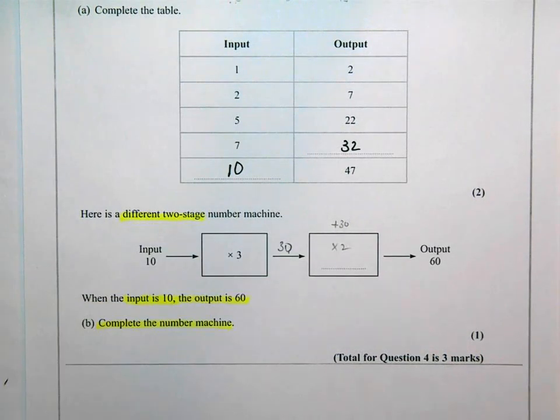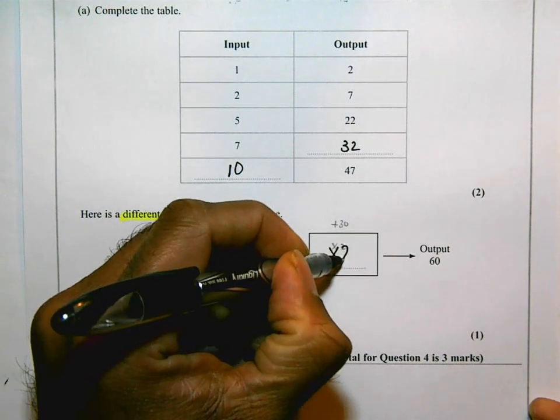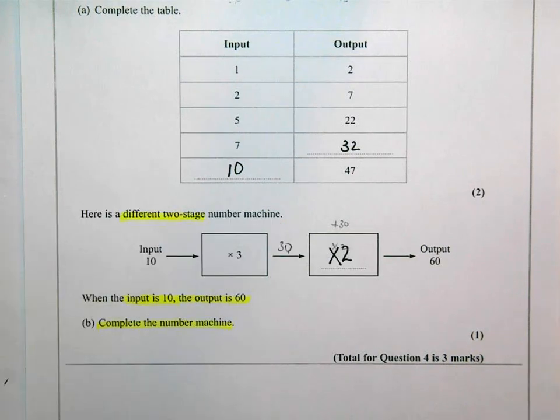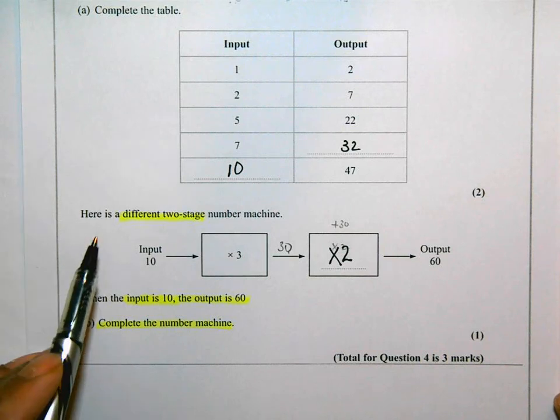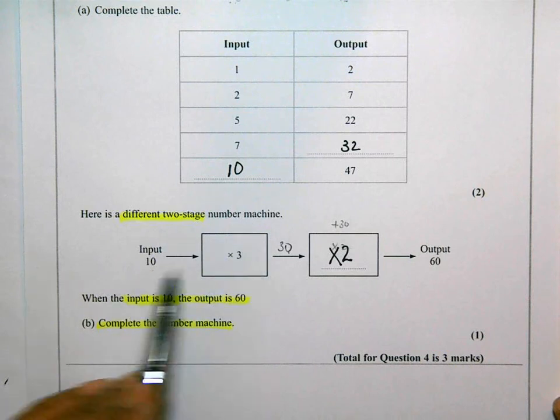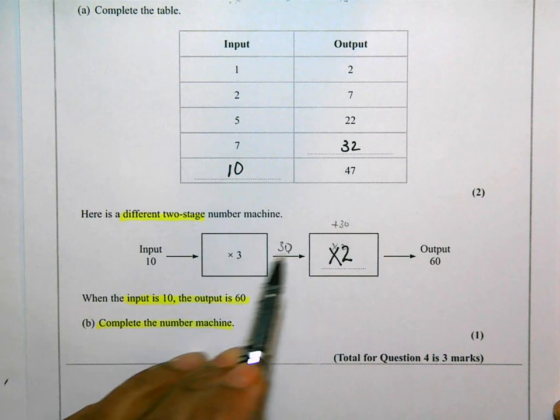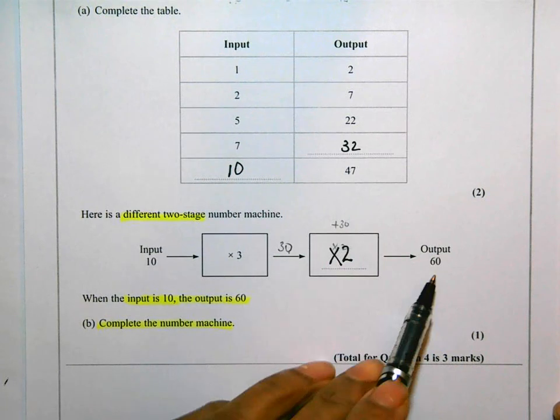I've written both of those in, and both of those are correct possible answers, but I'm just going to put one in there. You don't get extra marks for putting both of them. I'm just going to put times by 2, and that would work. So here is a different two-stage number machine. Input 3, times by 10 times 3 is 30, times 2 gives you 60, and that's your answer for this one.